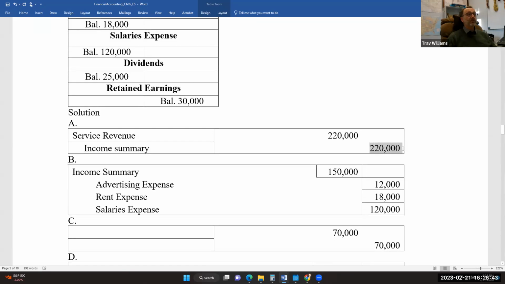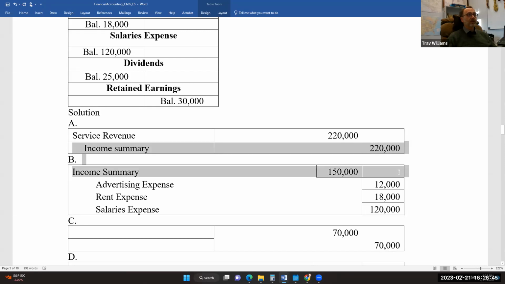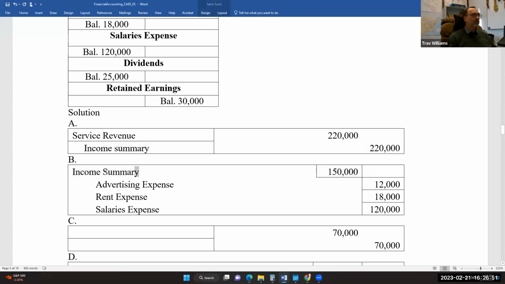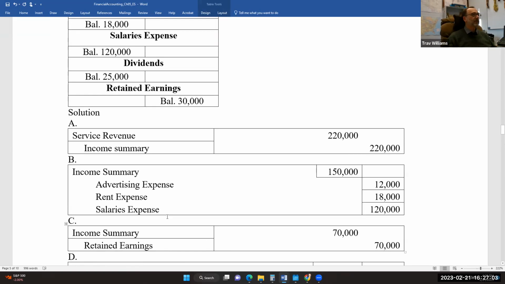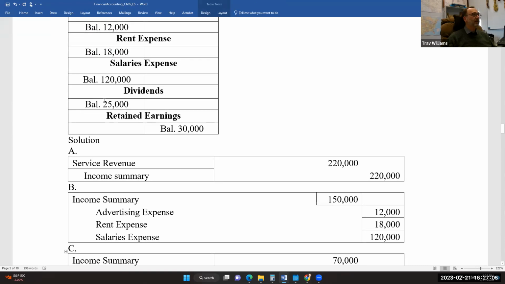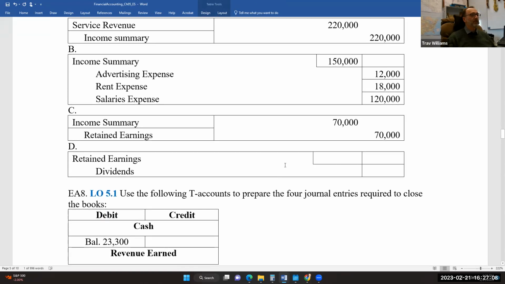Now again, our revenues are greater than our expenses by $70,000. So we're going to need to debit income summary to close it out. And what do we credit? Retained earnings. Okay. Last step, we debit retained earnings and credit dividends for the amount of the dividends.